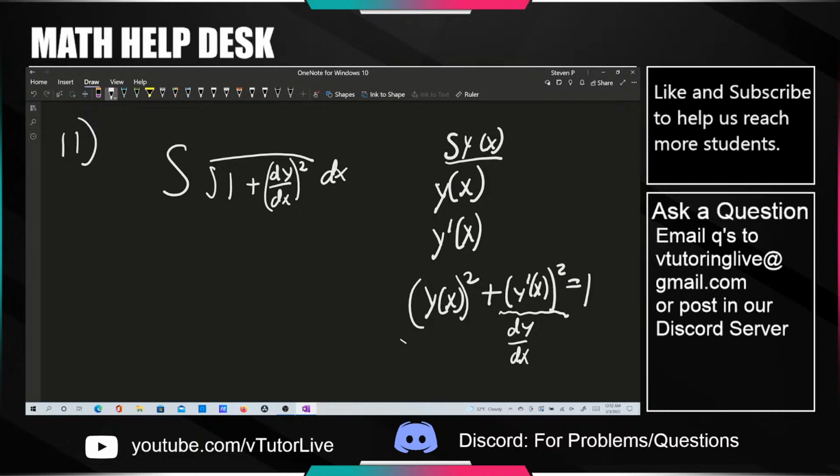Sorry, was it a plus or was it a minus? I feel like I've missed a sign here. Something's off. Ah, yes, this should be a minus, right? What you notice is that if you just move this to the other side, you get exactly this thing right over here, right? 1 plus y prime squared, which is to say that you can replace this thing on the inside with just y of x squared.